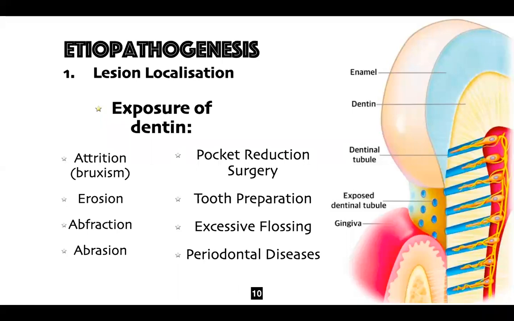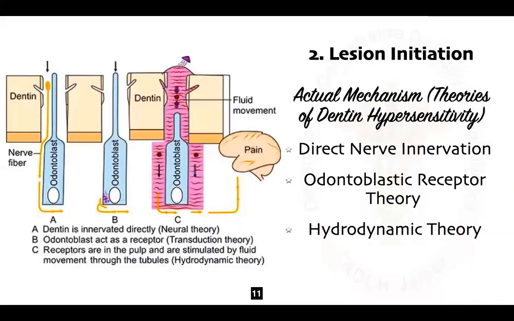If the tooth has a pocket which is deep enough and requires a surgery, in such cases also you can end up with iatrogenic exposure of the dentine. Tooth preparation can cause exposure of the dentine. Excessive flossing or wrong brushing technique can cause exposure of the dentine. Any periodontal disease which has become chronic can cause exposure of the dentine.